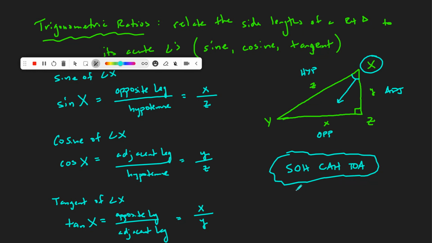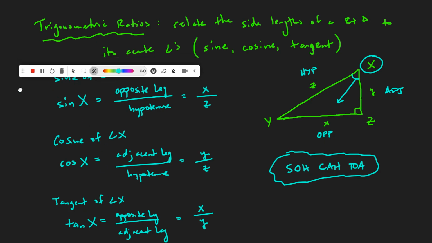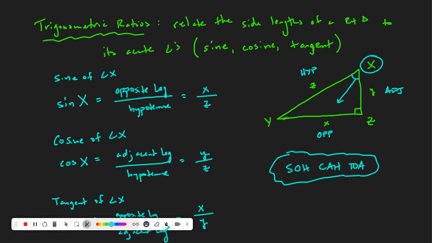Now, let's use the same exact picture, but now let's talk about angle Y. And let's compare angle Y to angle X. So I'm going to erase all this and redraw this triangle. I'll draw it in purple this time. So here's our triangle, same exact triangle as before. Angle X was here, angle Y, angle Z is our right angle. Again, opposite sides are lowercase x, y, and lowercase z.